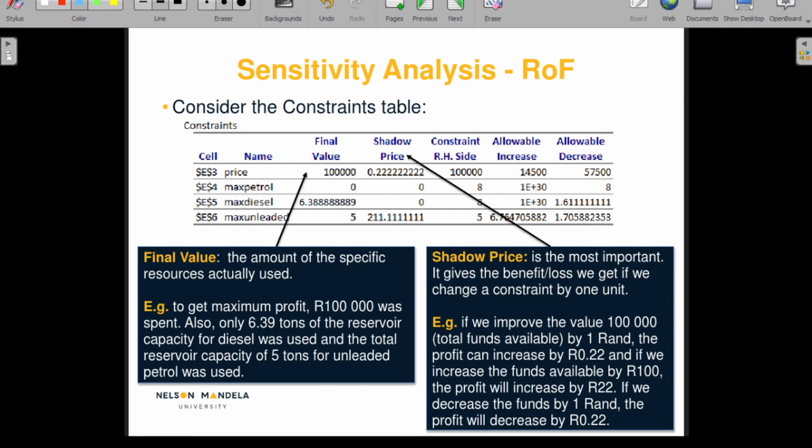If you look here at the shadow price for unleaded petrol, then if we increase the storage capacity for unleaded petrol from 5 tons to 6 tons, then the profit will increase by 211 rands and 11 cents. Also, if we decrease the storage space for unleaded petrol from 5 to 4 tons, then the profit will decrease by 211 rands.